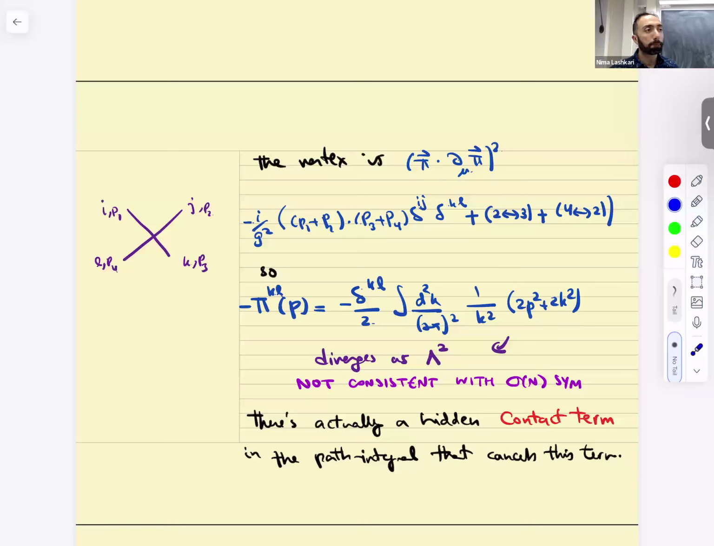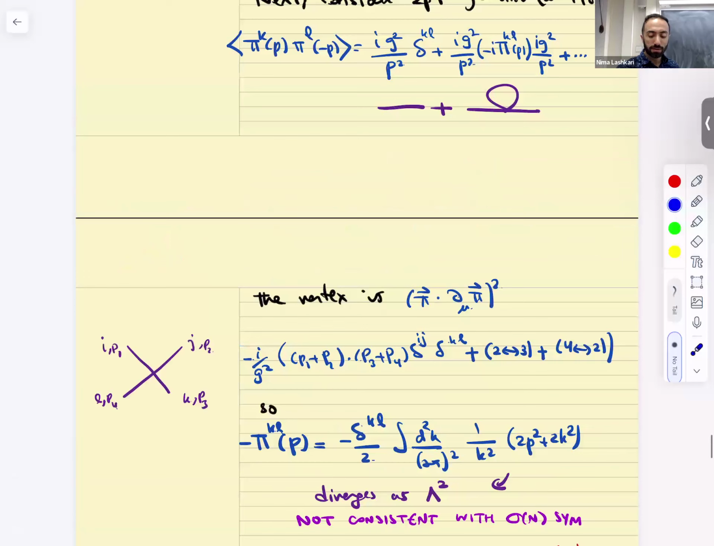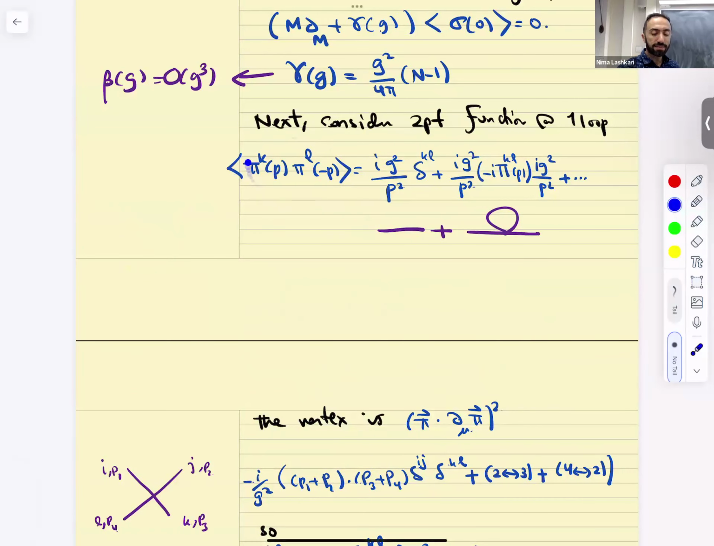Why? What is the meaning of this divergence? What's the interpretation of this divergence? It's a mass term. It's a mass term for the pi field. Is there a symmetry principle that forbids that?